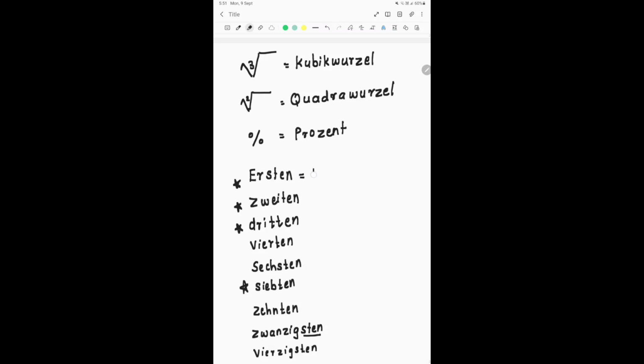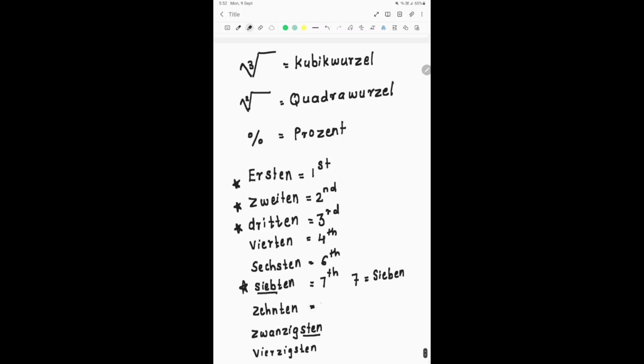Ersten is first. Zweiten. Dritten. Vierten. Sechsten. Siebten. In sieben, the en is there. For example, if we say 7, that is sieben. But for seventh it is siebten.